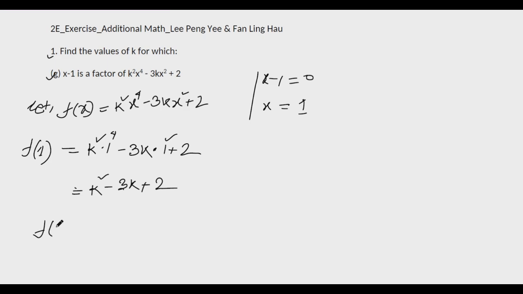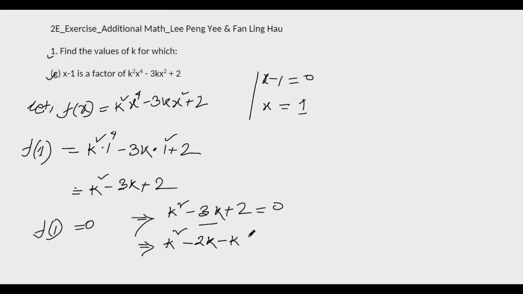So we know f of 1 will be equal to 0. So we can write k squared minus 3k plus 2 is equal to 0. So we should solve this equation to get the value of k. We should factorize this expression. We can write minus 3k as minus 2k minus k, plus 2. We should factorize this equation.